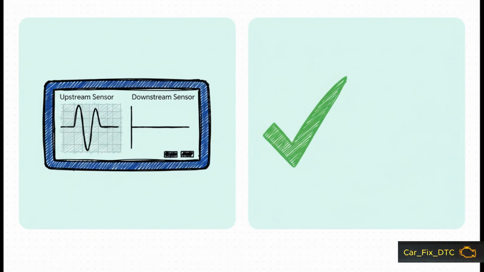Now, with the scan tool, this is what you want to see. This is a healthy system. See how the upstream sensor on the left is switching like crazy? That's good, it's supposed to do that. But look at the downstream sensor on the right. See how it's relatively flat and steady? That is the beautiful sign of a perfectly working converter, just smoothing everything out.